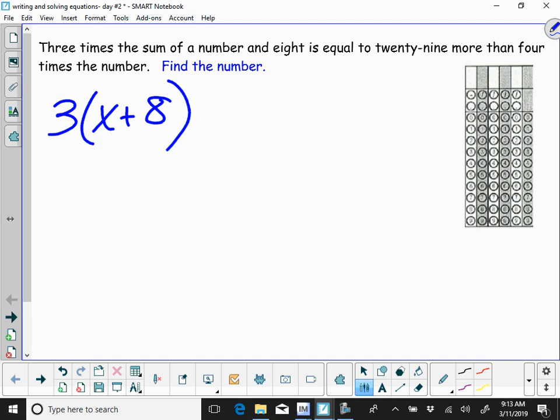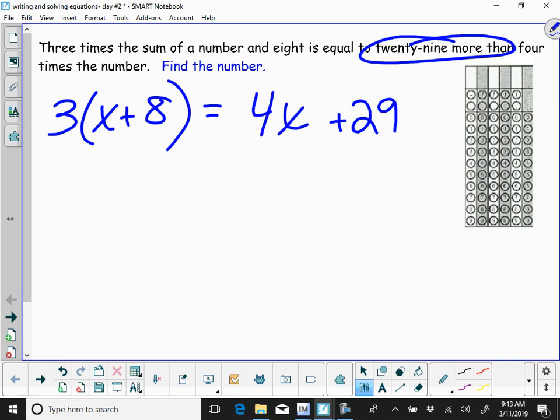Is equal to means equals. Okay, 29 more than. Remember, anytime it says more than or less than, it's going to go at the back. So plus 29, 4 times the number. Okay, so that's our start. That's how we write it out to begin with.